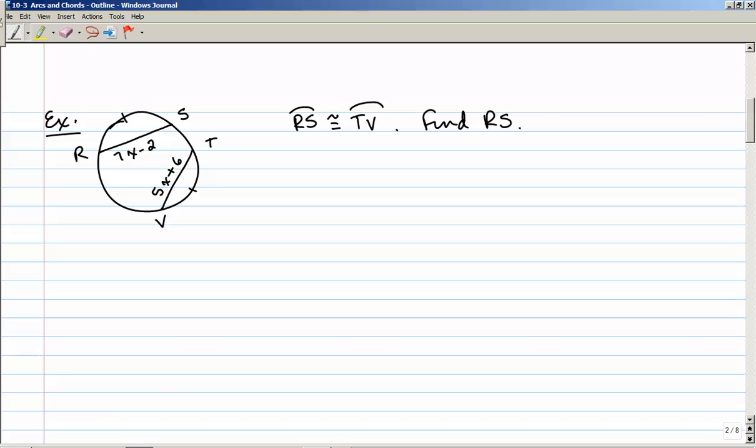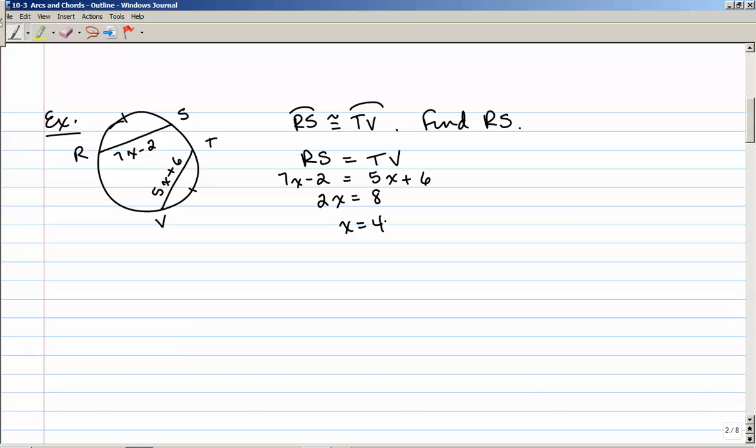Let's do a quick example here. It's given that arc RS is congruent to arc TV, and we need to find the length of RS. We're given that the length of RS is 7x minus 2, and TV is 5x plus 6. Well, if arc RS is congruent to arc TV, then chord RS is equal to chord TV, or 7x minus 2 is equal to 5x plus 6, or 2x is equal to 8, or x equals 4.